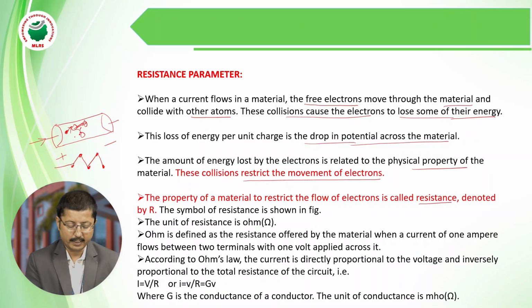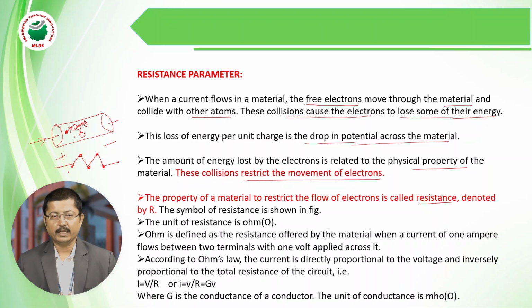Then the symbol came like this here. That is the symbol of the resistance. The property of a material to oppose the flow of electrons is called resistance. It is denoted by capital R. So this is the symbol of a resistor.